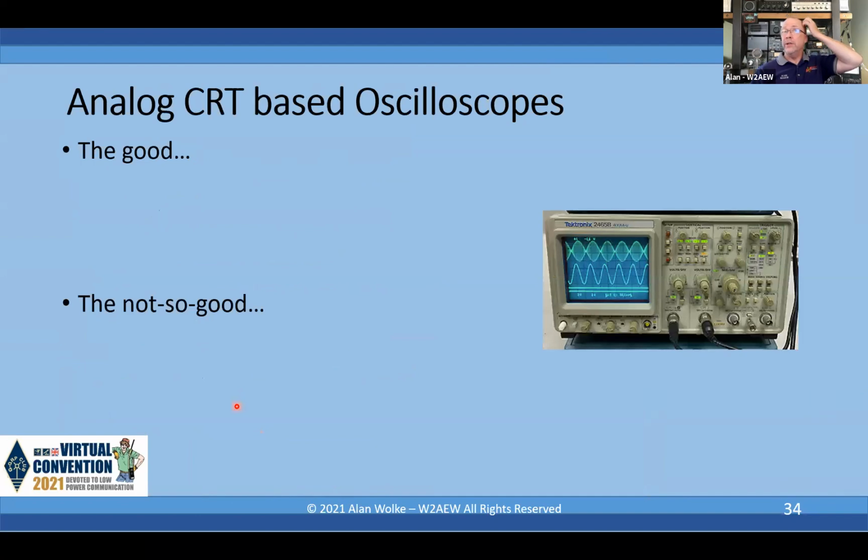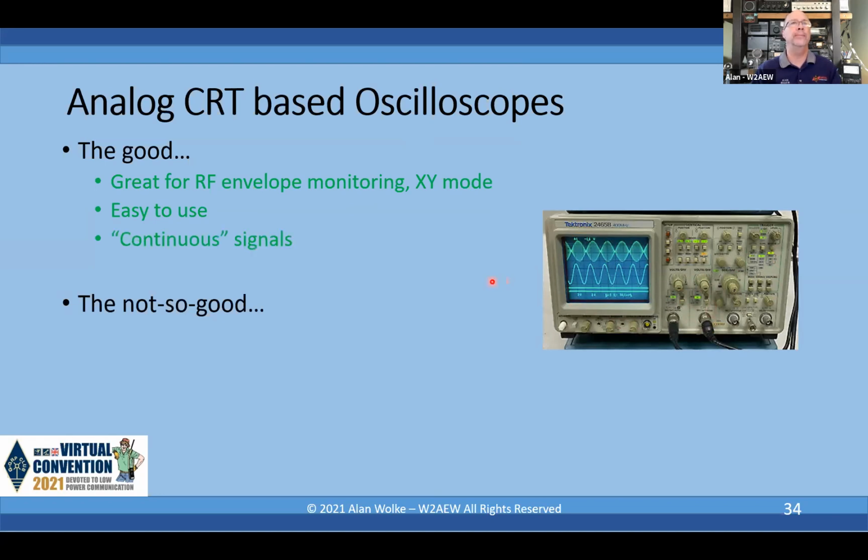All right, so let's take a look at analog CRT-based scopes for RF. They're really great for doing RF envelope monitoring. Also they do XY mode really, really well, for things like the trapezoid pattern. They're generally pretty easy to use, often a knob per input, and the inputs are pretty well arranged. I've got a ton of tutorials on my YouTube channel on how to use a scope if you don't know how. They're really best for when your signals are continuous or always there, because there's no storage.